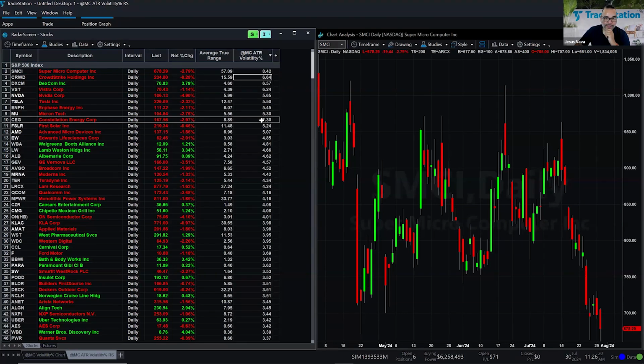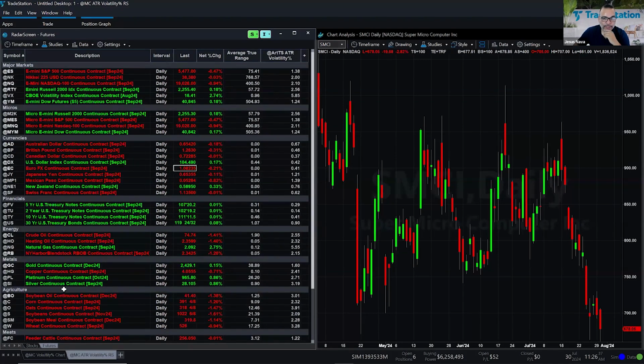All right. So in addition to applying this indicator to a pre-selected list of symbols like the one that I have here on the screen, this is the S&P 500. It also works on futures. If you are a futures trader, this same radar screen has a tab for futures, and you can see the exact same calculation for futures.